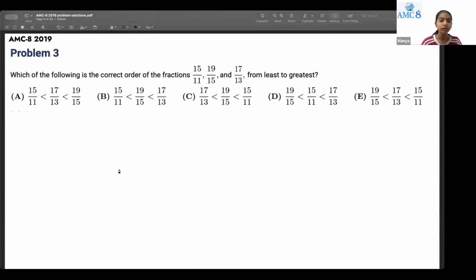Problem number 3. Which of the following is in the correct order of the fractions? 15 over 11, 19 over 15, and 17 over 13 from least to greatest. So they want us to arrange this from least to greatest.